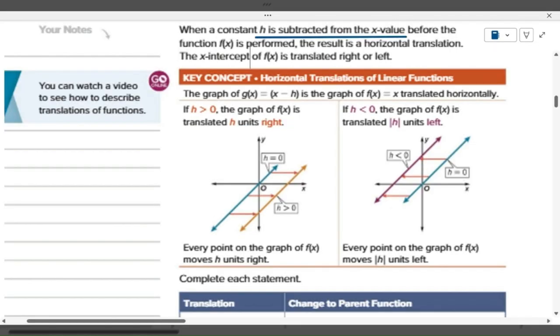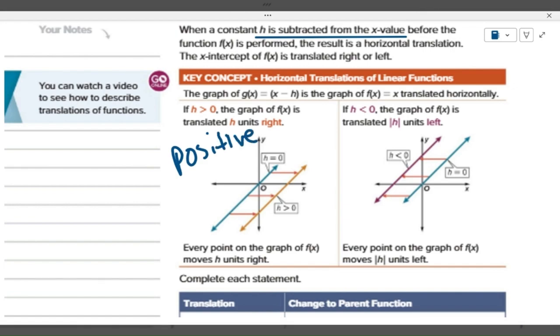Again, if h is positive and we are subtracting it from the x value, then we're going to move to the right. If h is negative, we are going to move to the left.